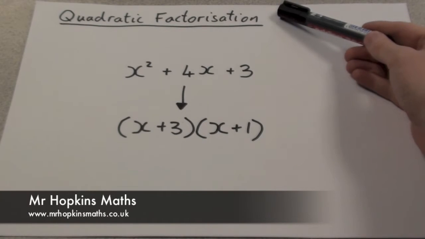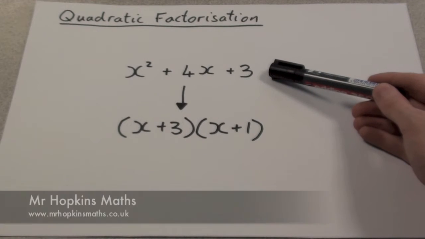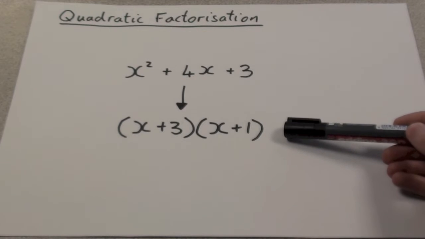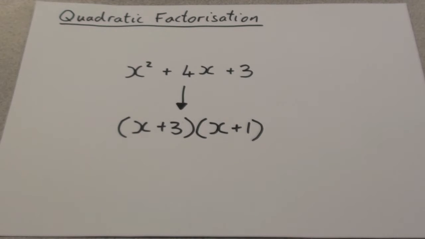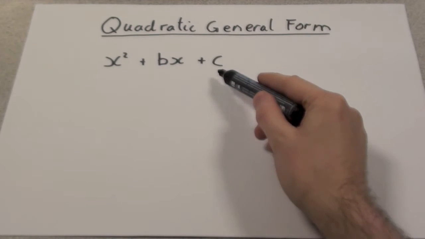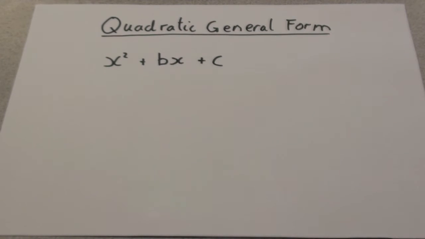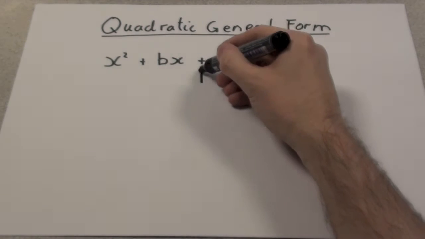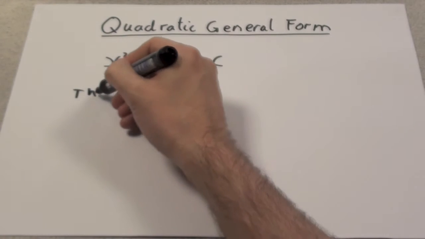Quadratic factorization. Today we're going to take a quadratic expression and factorize it into two brackets. A quadratic is just something which has a squared term as the highest power. The quadratic general form is x squared plus bx plus c, where b and c are numbers. And what we're going to do with our factorization is use some tricks.